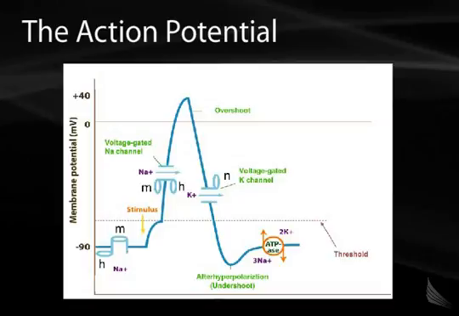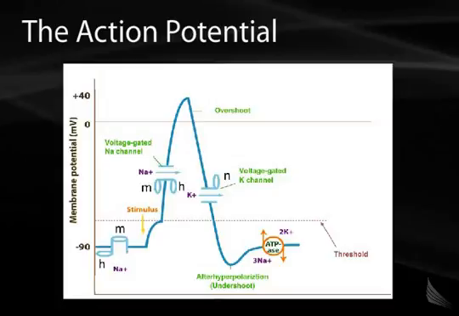A second kind of voltage-gated channel is the voltage-gated potassium channel. And the voltage-gated potassium channel has a single gate known as the N gate. And the N gate and the M gate behave very similarly. That is, they will open up when cells depolarize. The major difference is that the N gate has much slower kinetics than the M gate.